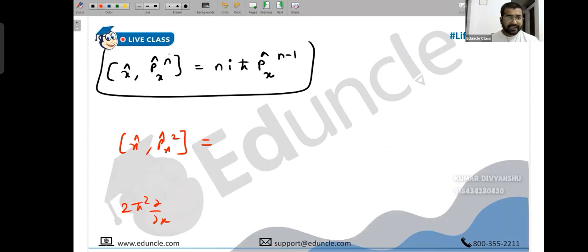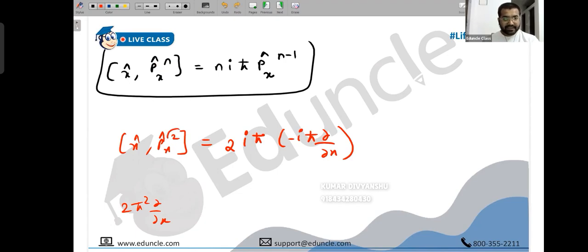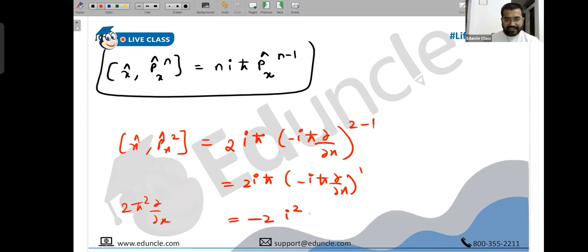So n is the power p. So this was expected; this we assume. Then I have got i, and I have got ħ squared. P cap x, what is P cap x? Minus iħ ∂/∂x, raised to n minus 1, people. So n is 2 now, so raised to 2 minus 1. So we have got 2 iħ² times minus iħ ∂/∂x. What is 2 minus 1? That's 1. So minus 2 outside. i into i is i squared, ħ squared into ħ is ħ squared ∂/∂x. We have got minus 2. What is i squared? i squared is minus 1 now. Outstanding. We got the result.